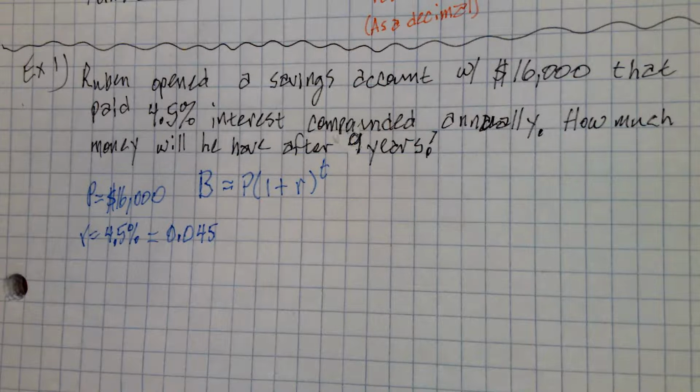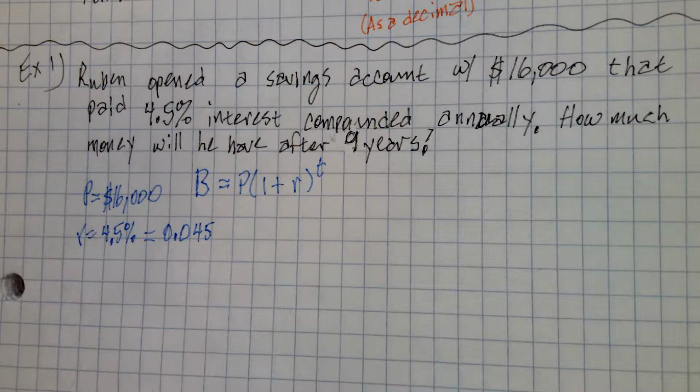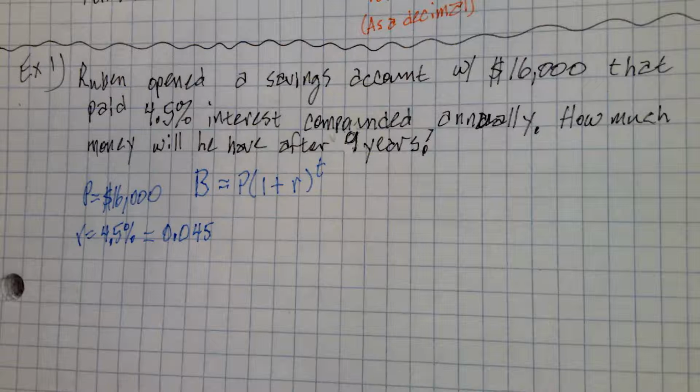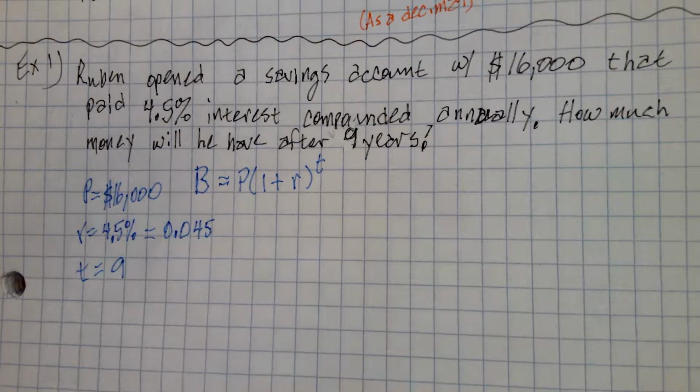Do we know the time? Now, what if they would have given you the time in like, say, 42 months? Divide by 12. Sometimes they'll say that in a problem: 42 months, 38 months, and whatever you get, that's what you write. So the rate is 0.045, and then the time is 9 years.